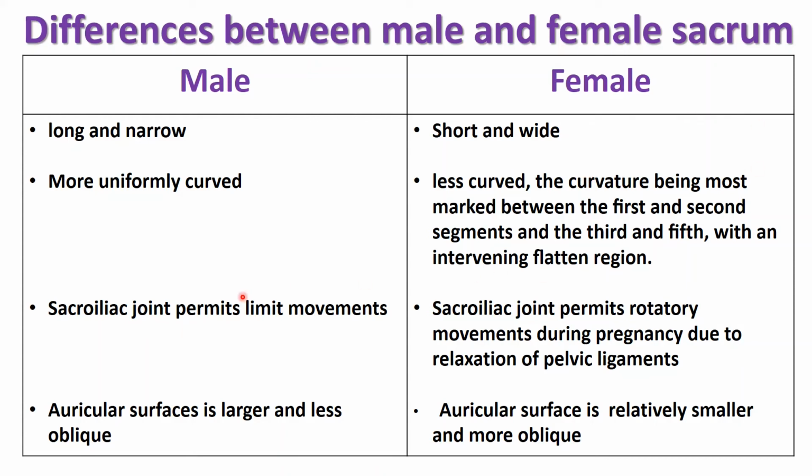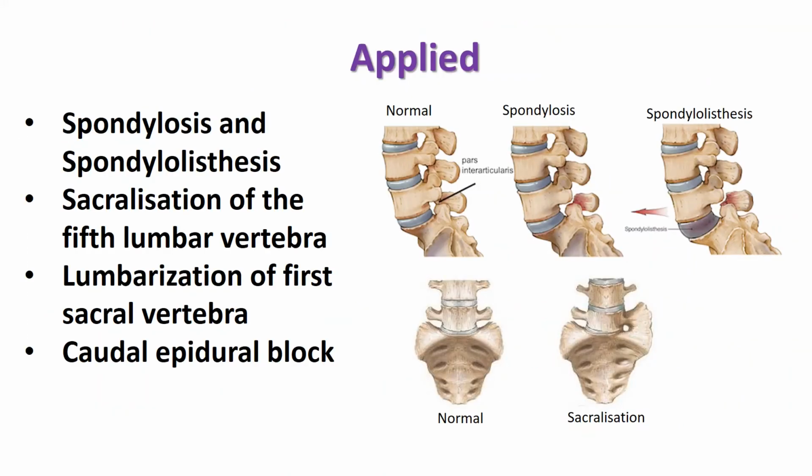The sacroiliac joint permits limited gliding movement in the male. The sacroiliac joint permits rotatory movement during pregnancy due to relaxation of pelvic ligaments in female. The auricular surface is large and less oblique in male, and the auricular surface is laterally smaller and more oblique in female. Now the applied aspect.